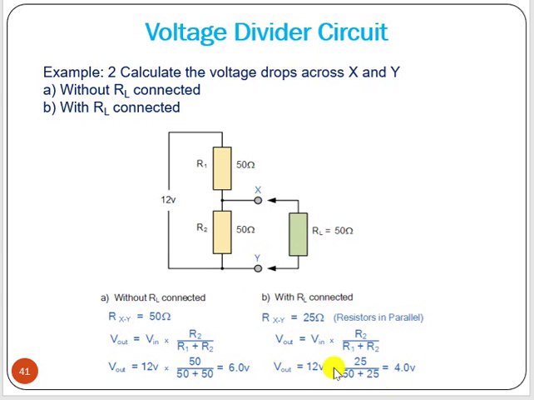Total voltage into R2 becomes 25 by 50 plus 25. Previously R2 was 50. Now because of this parallel combination it becomes 25. So the voltage drop reduces because the effective resistance reduces from 50 to 25.